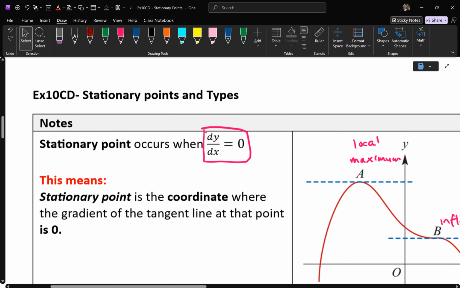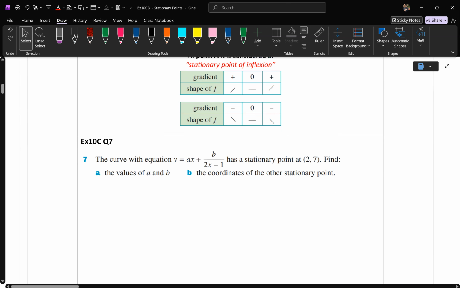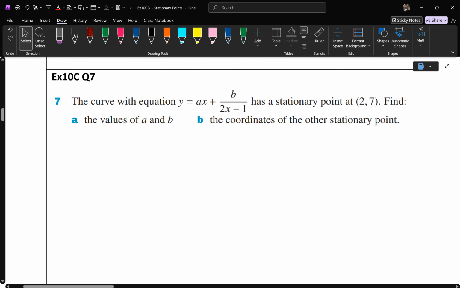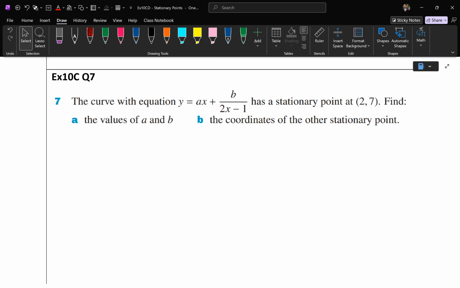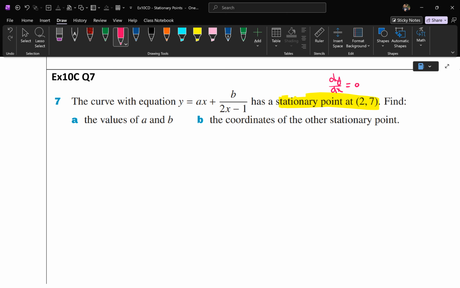So beyond the fact that a stationary point is delta y delta x equals 0, let's do a problem solving. So let's go and look at exercise 10C, question 7. Let's see how we're going to do this. So we've got a curve with an equation y equals ax plus b over 2x minus 1. So we've got 2 parameters, a and b, which we don't know, but we do know it has a stationary point at 2, 7, which means delta y delta x must equal 0 at this point. A, find the values of A and B, and then B, the coordinates of your other stationary point.